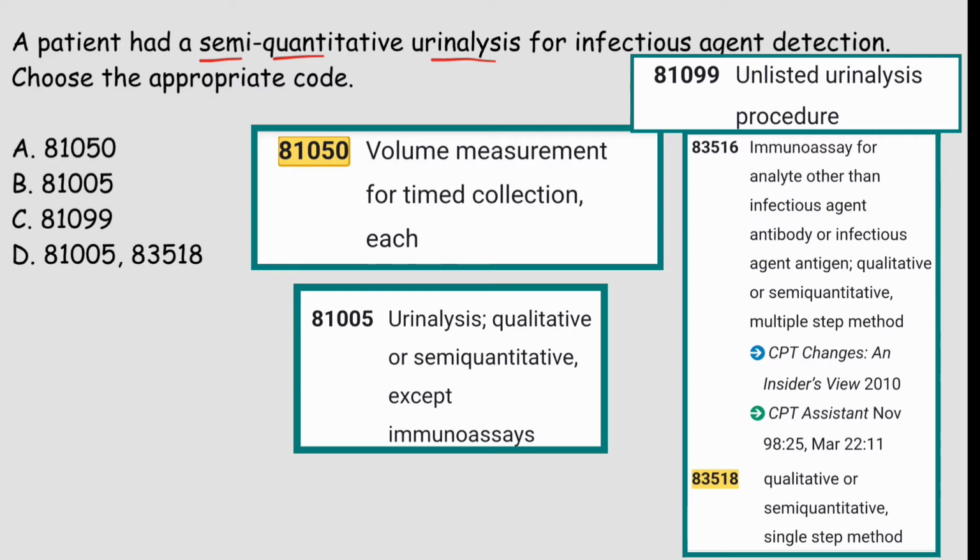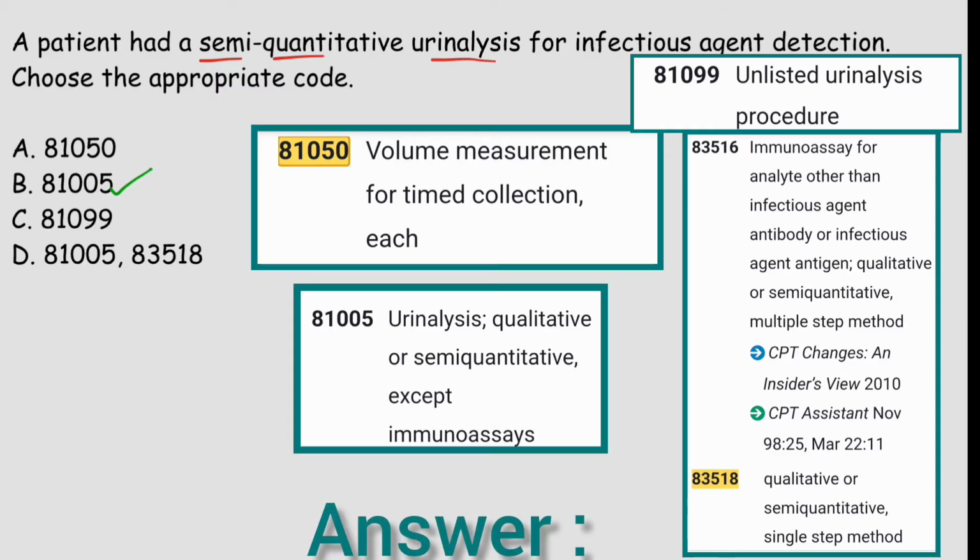The right code is 81005 because that is for urinalysis, qualitative or semi-quantitative except immunoassays. So it is matching with the scenario. The right answer is option B.